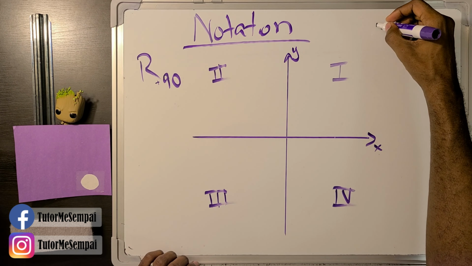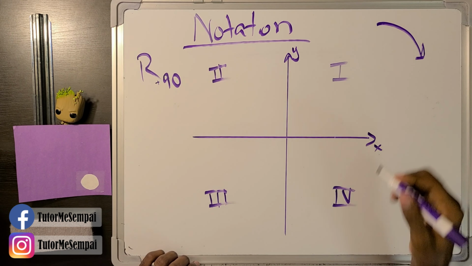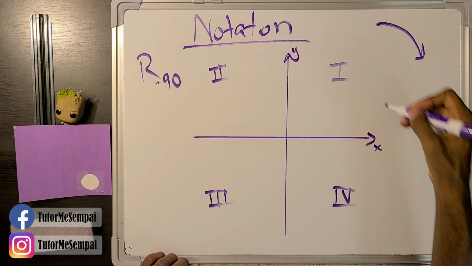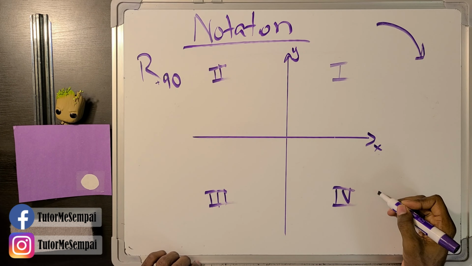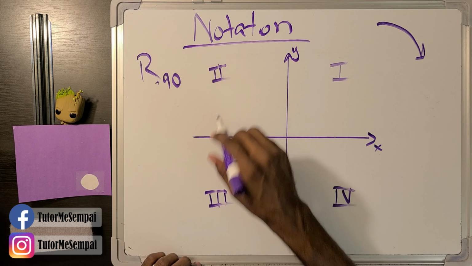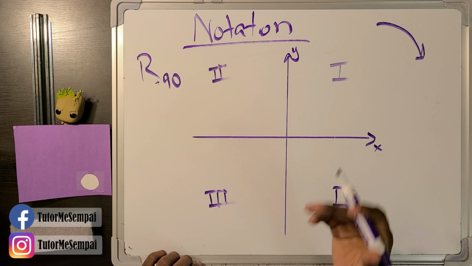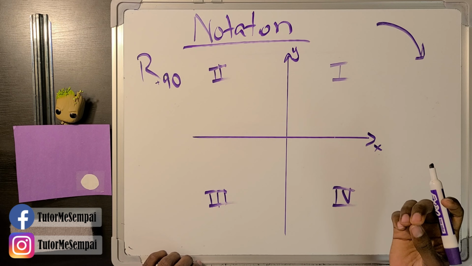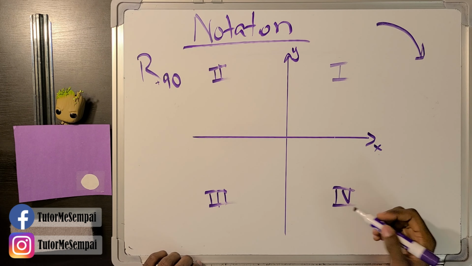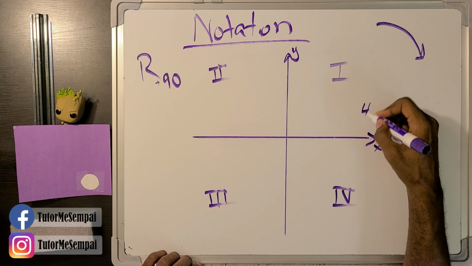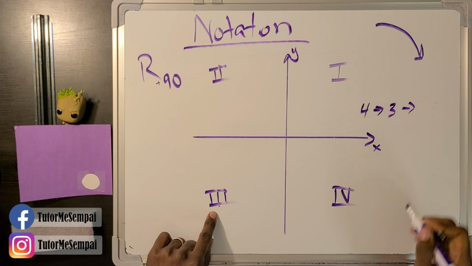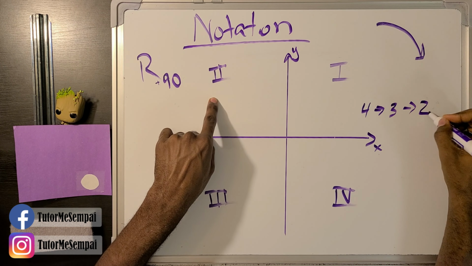And let's say we want to go clockwise. Clockwise means that we're going from this quadrant to this quadrant, right? And then from this quadrant to this quadrant, and then this quadrant to this quadrant. So that's the direction in which we're going. How are those numbers looking to you? Forgetting where we start, we end up here. So we go to 4, then we go to 3, then we go to 2.